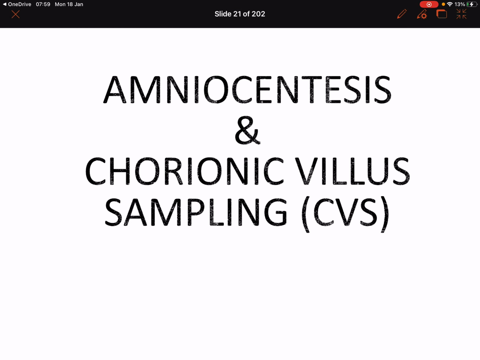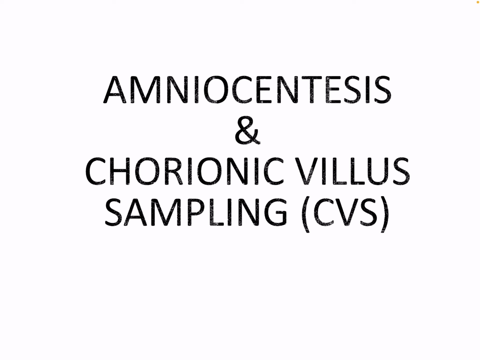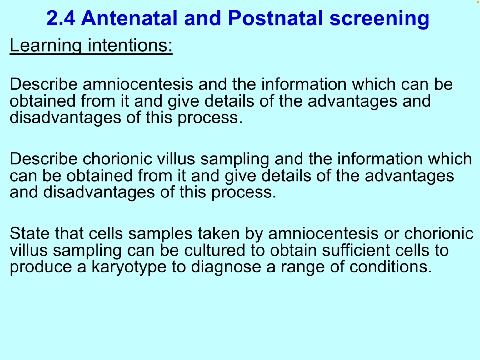Okay, so this section then is going to describe amniocentesis and chorionic villus sampling. So we need to know a brief description of each process. We need to know the information that can be obtained from each process, and we need to be able to give details of the advantages and disadvantages of each process. We also need to know what amniocentesis and chorionic villus sampling can give us information about.